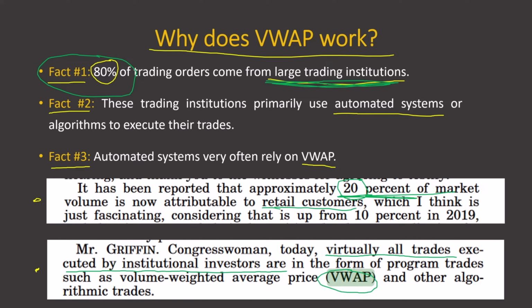That's VWAP. So what he is saying is that most of the trades are institutional trades, and that those huge institutions use automated systems such as VWAP. And that's why we should use VWAP. That's why it is so important, and that's why it works, because the biggest guys in the industry are using it for their trades. And that's a fact.